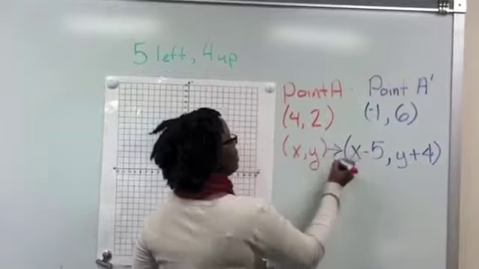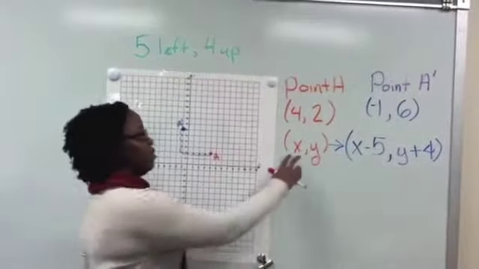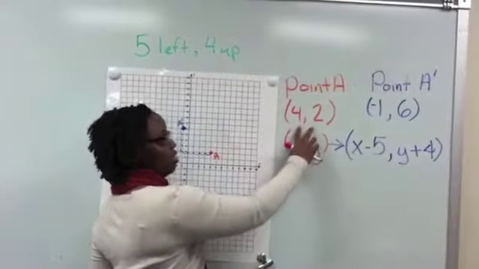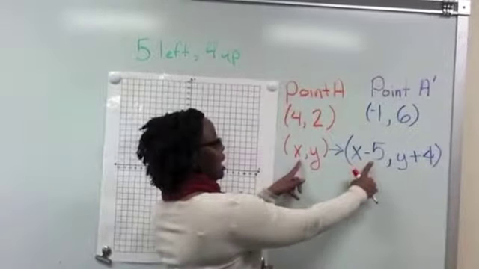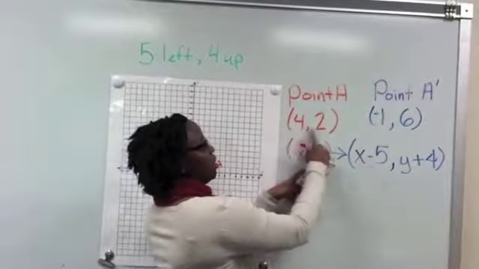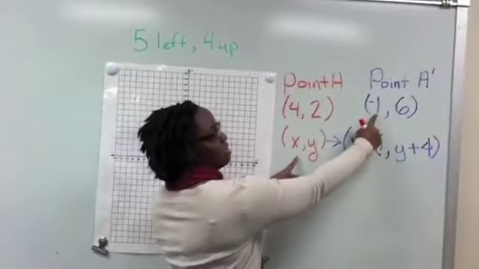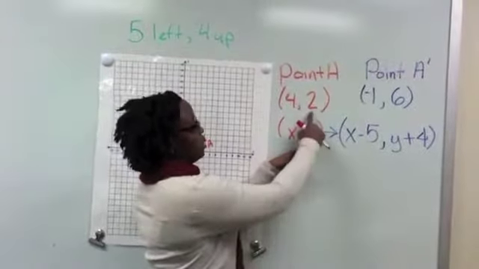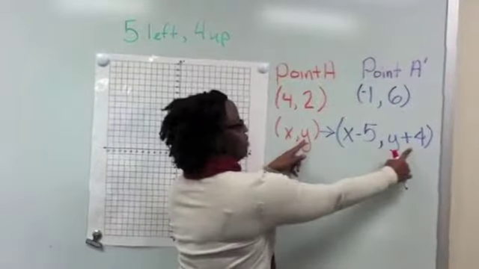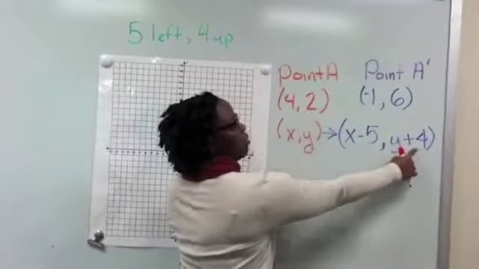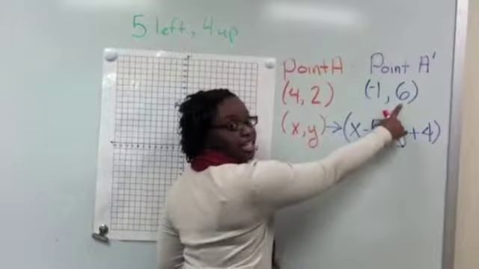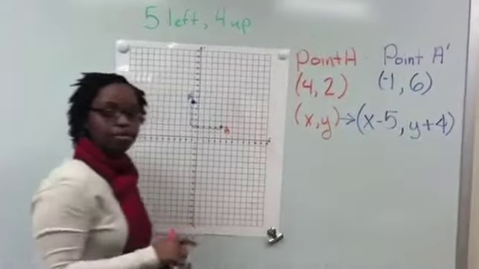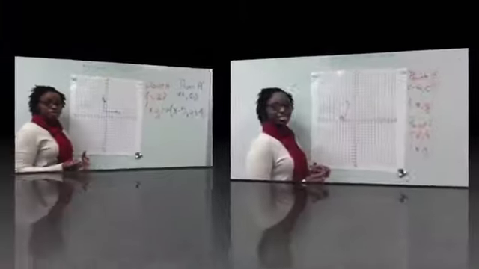Here is what our arrow notation would look like. We started with coordinates x, y, and our x-coordinate we subtracted 5. If you look, 4 minus 5 gives us -1, our new x value. Our y-coordinate, +2, we added 4. 2 plus 4 gives us our new coordinate, 6. Okay. Now let's move on to example 2.